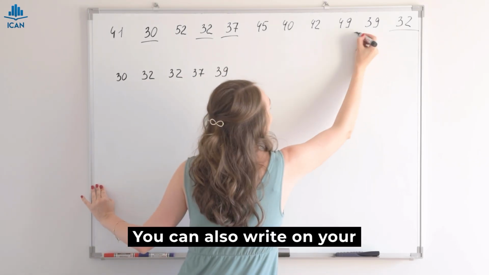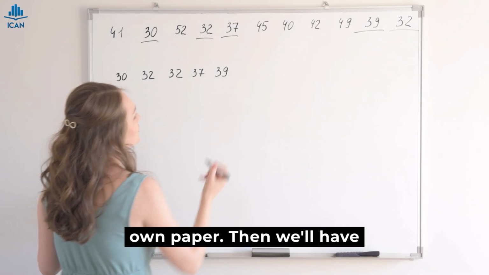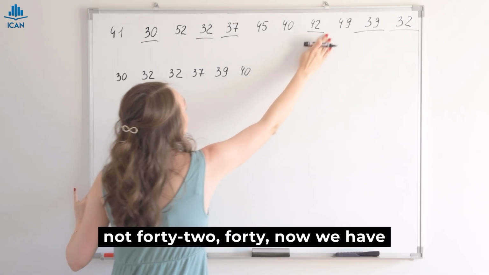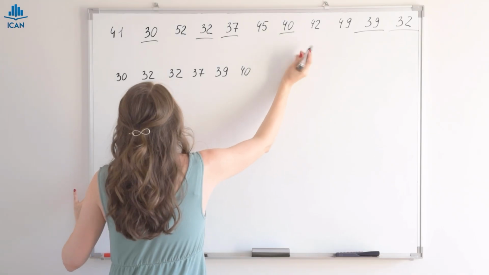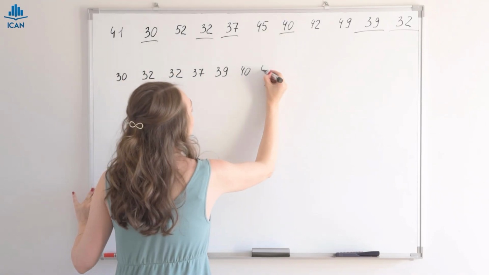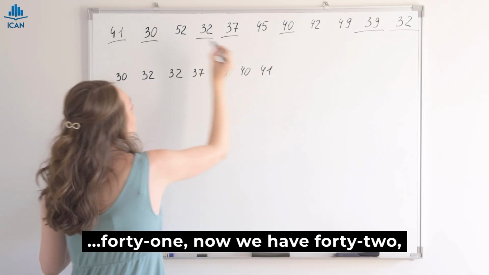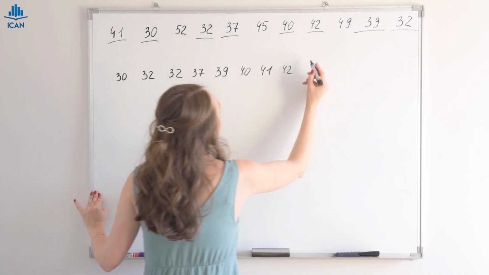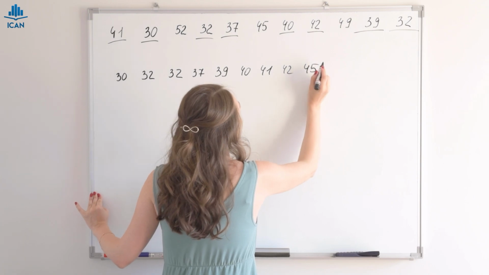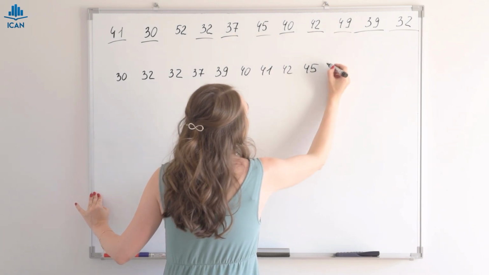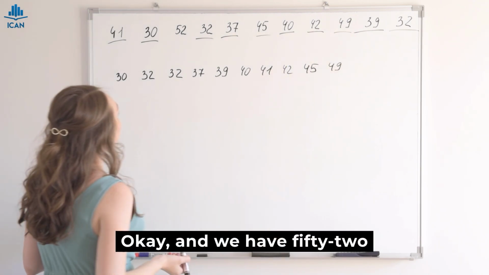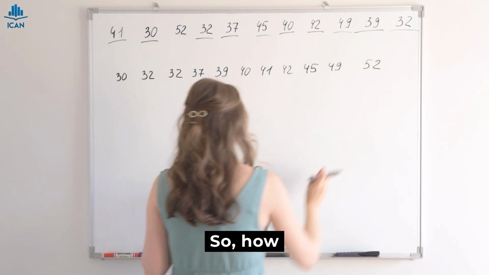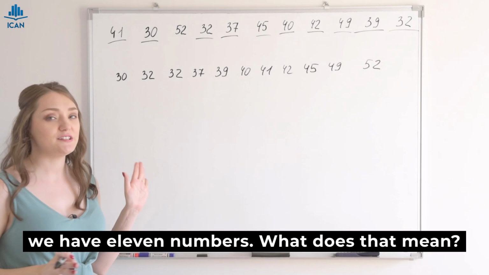You can also write on your own paper. Then we'll have 40. Then we have 40, not 42, 40. Now we have 41. 41. Now we have 42, 42. Now we have 45, 45, 49. Okay, and we have 52 left. So how many numbers do we have here? Yes, we have 11 numbers.